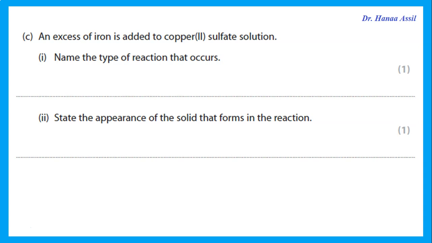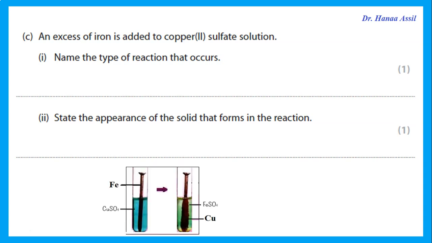An excess of iron is added to copper 2 sulfate. Name the type of reaction that occurs. If I put iron in a solution of copper sulfate, what is happening? The iron is more reactive than copper, so it will displace the copper and it will change the solution into iron 2 sulfate plus copper. This is a displacement reaction.